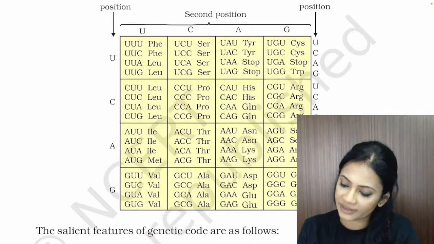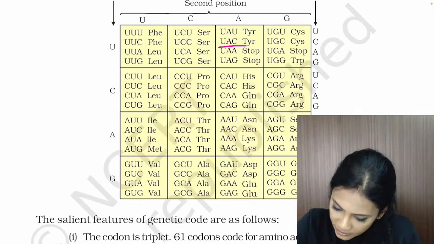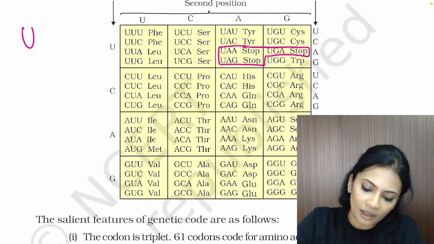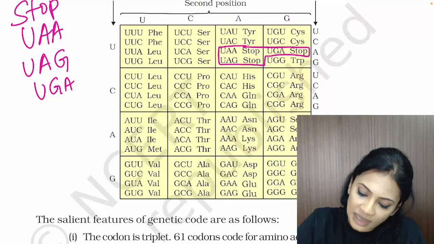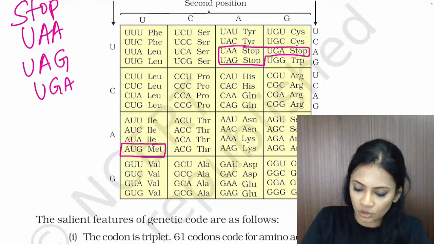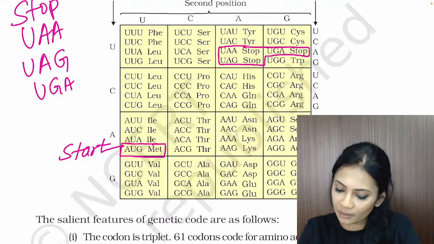What will you remember over here, kids? The important ones. You have stop codons: UAA, UAG, UGA. Stop. Then the start codon, AUG, and methionine. Remember these four.